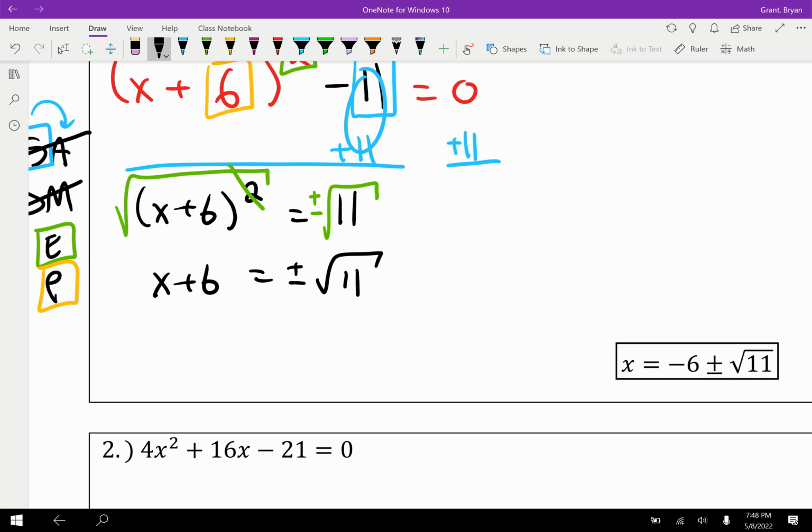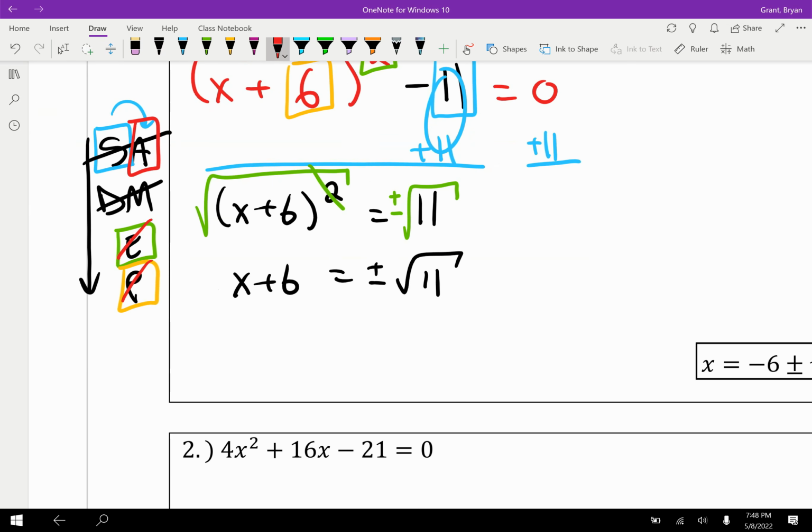Okay, so now we have our x plus 6 equals plus minus the square root of 11. What's left? Well, we need to undo what was in the parentheses. What's in the parentheses? Well, there are no more parentheses, so there's just a positive 6. So we're back up to the top. We're undoing addition with subtraction.